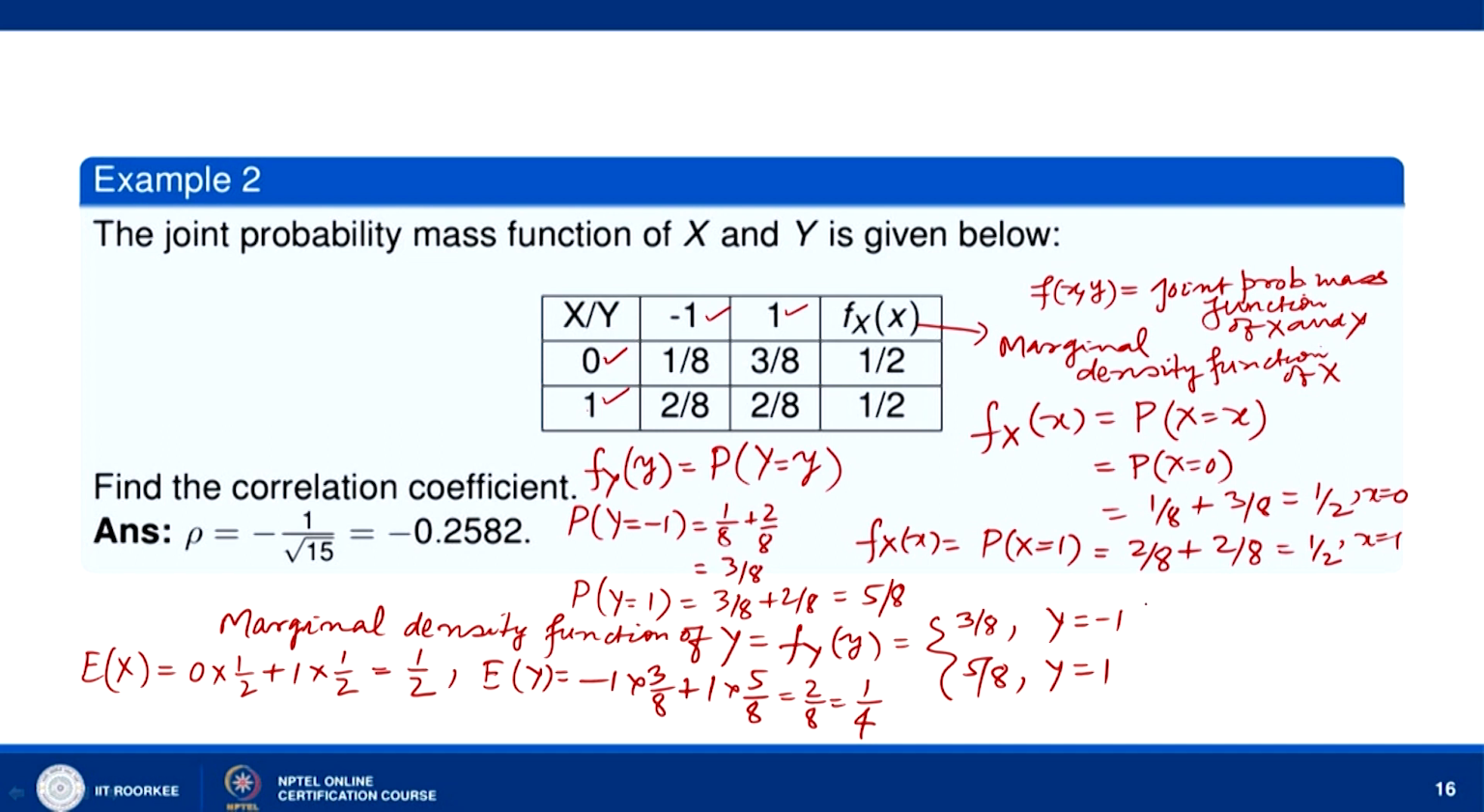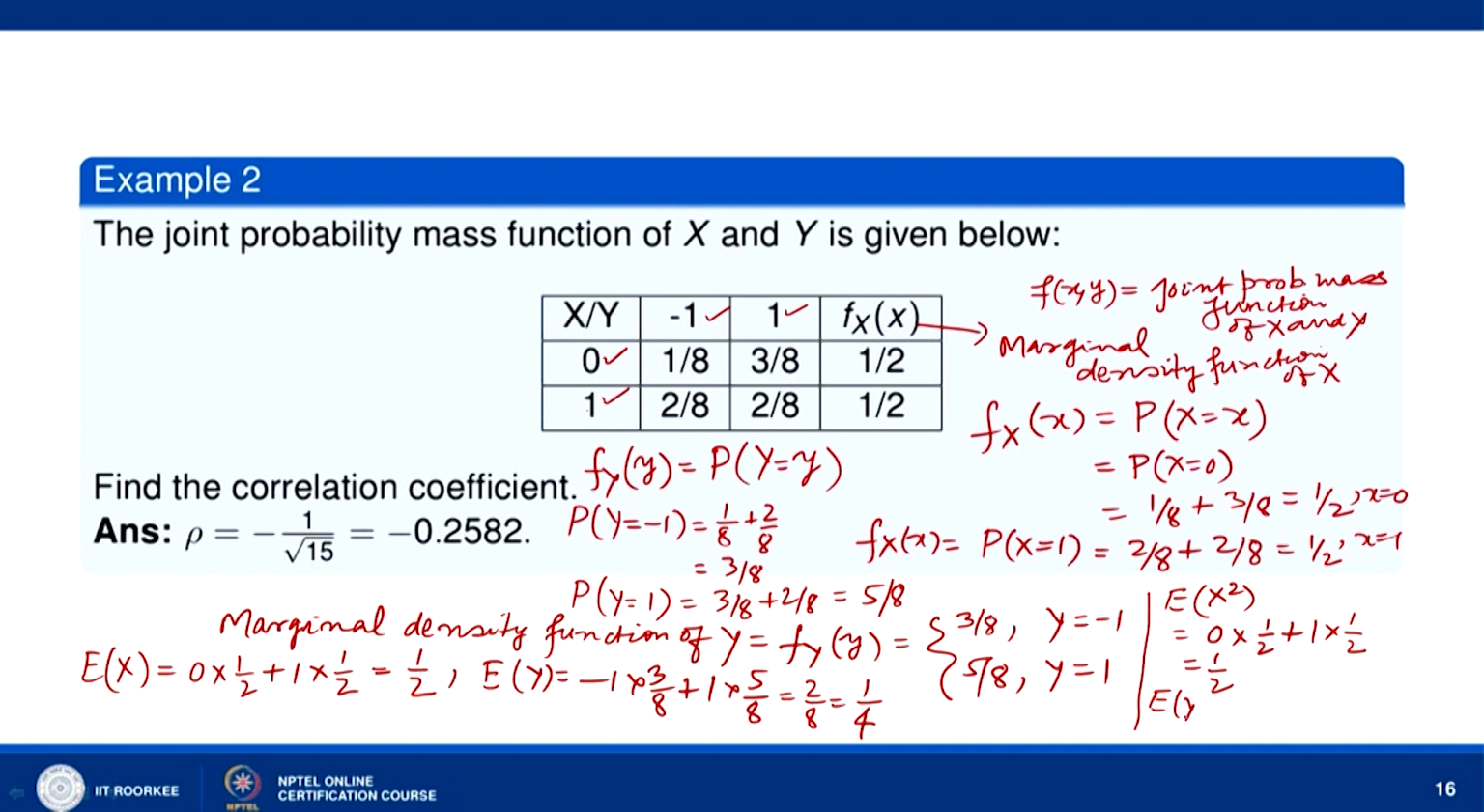Now, let us find expectation of X square. X is taking value 0 and 1. So, 0 square means 0 multiplied by 1/2, plus 1 square, that is 1 multiplied by the corresponding probability, that is half. So, expected value of X square is half.